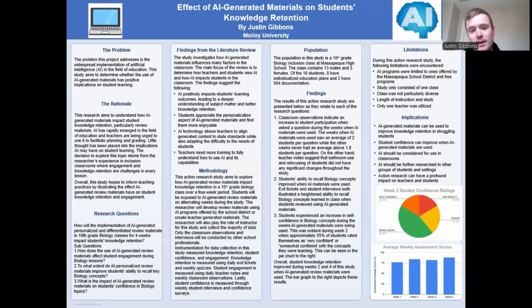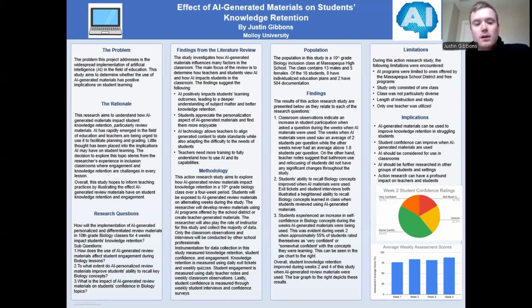Second, in terms of the students' point of view, students actually appreciate the personalization aspect of AI generated materials and find them more enjoyable, since teachers can use AI to make lessons harder or easier. They can even make it more personalized, cater to students' hobbies or interests. Third, AI technology allows teachers to align generated content to state standards while also adapting the difficulty to the needs of the students. And fourth, teachers, although they're being exposed to AI, need more training to fully understand how to use all the different kinds of AI and what that AI is actually capable of and how it can help them and their students in the classroom and during their lessons.